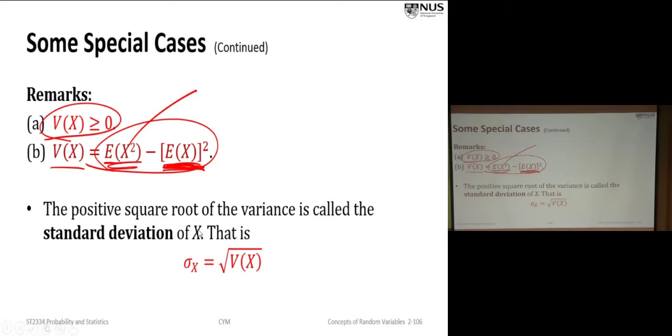And the square root of this variance is called the standard deviation. Let me just repeat it. It's the standard deviation of the population, which is represented by the distribution of the random variable x.